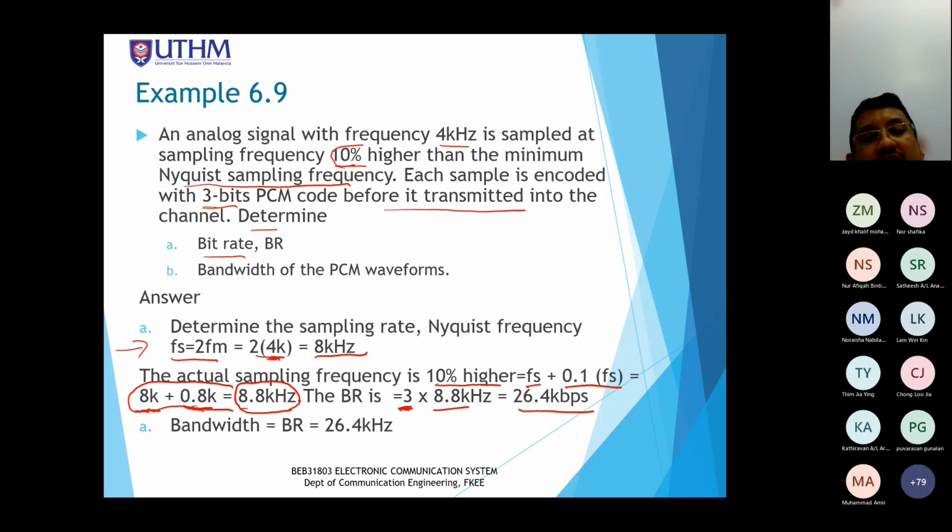Then what about the bandwidth? The bandwidth of PCM. The question does not mention what kind of pulses we use during the sampling. So in this case, you can just make the bandwidth equal to the bit rate. So it is equal to 26.4 kilohertz. Remember, the unit is hertz. So the bandwidth of PCM is equal to the bit rate, but the unit is in terms of hertz.